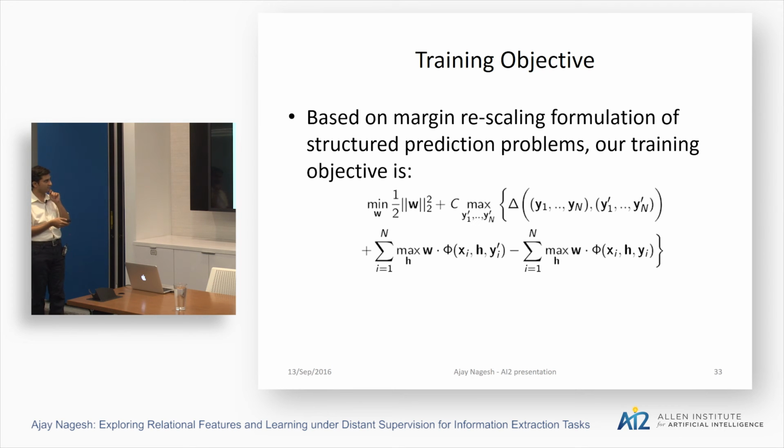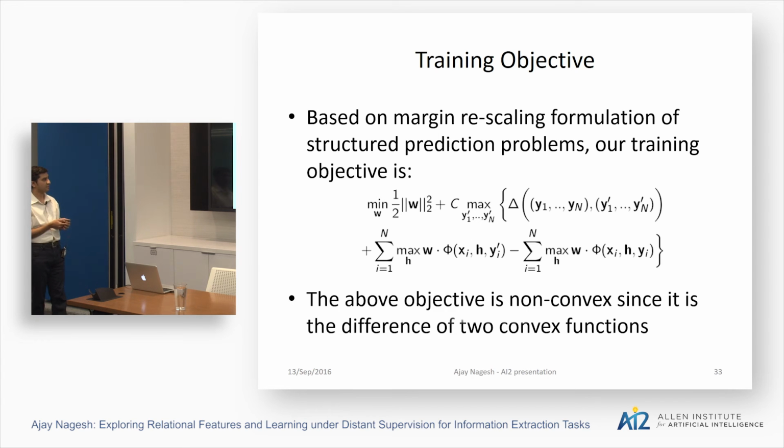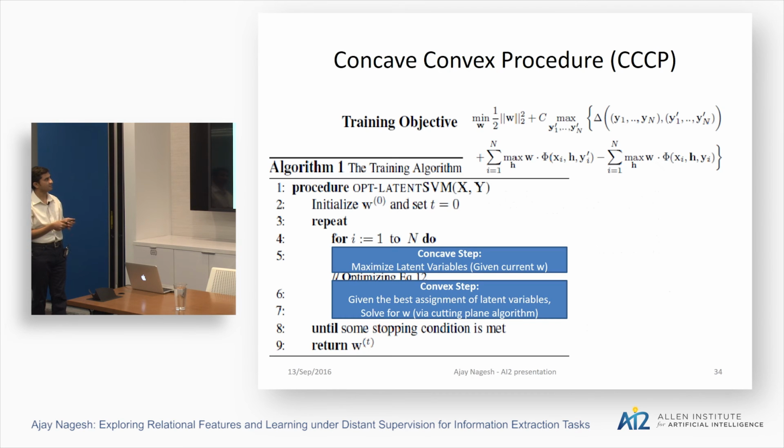We have the regular struct SVM kind of objective, with the difference that there is a capital delta term there which does not decompose over the individual data points. This objective is non-convex since it is a difference between two convex functions, and this is solved via a convex concave procedure. So, it is some kind of an iterative procedure. I will give you the top down view of things.